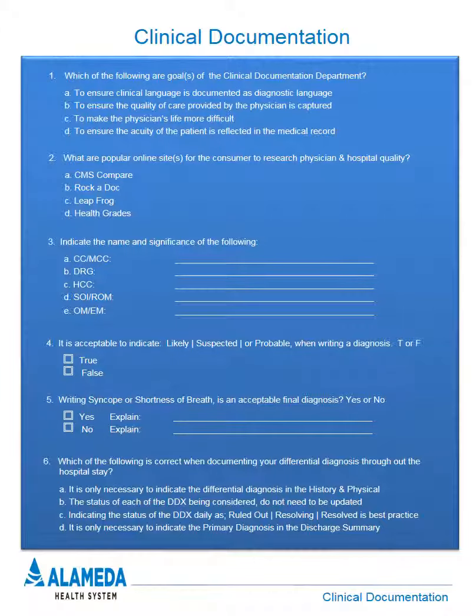3. Indicate the name and significance of the following. A, a CC and an MCC. This is also on your tip sheet. So a CC is considered a comorbid condition, and an MCC is considered a major comorbid condition. And really, these are diagnoses of diseases that the patient has in addition to the primary diagnosis, in addition to the PDX. A major CC being more severe than a comorbid condition, and they can be chronic or acute.